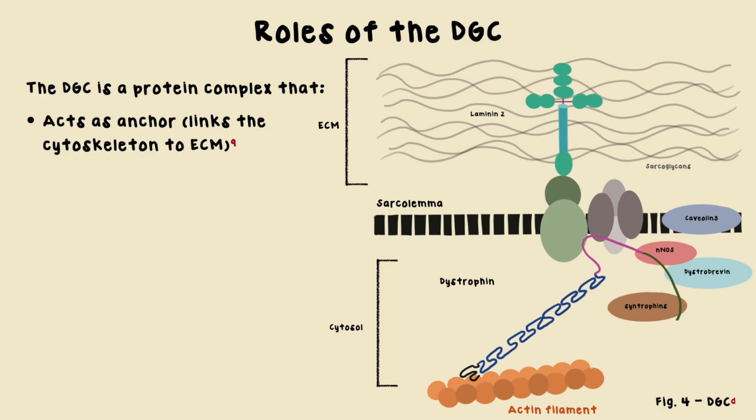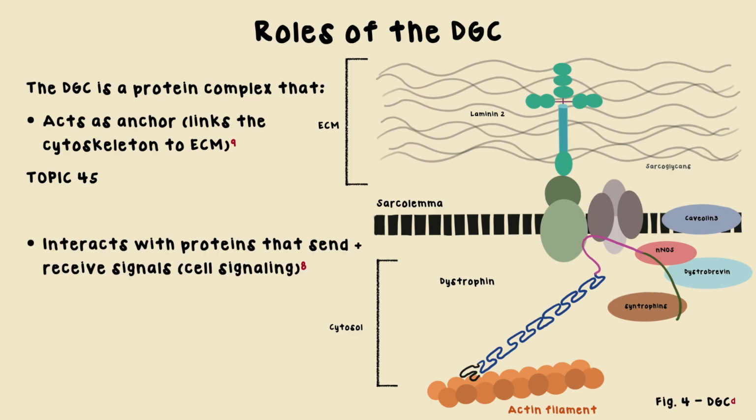The DGC is a signaling hub that interacts with the proteins that send and receive signals for the ultimate goal, which is differentiation of muscle cells. Figure 4 shows the DGC and how it interacts with the ECM and other components of skeletal muscles. The DGC can be connected to topics 45 and 36 of our class.